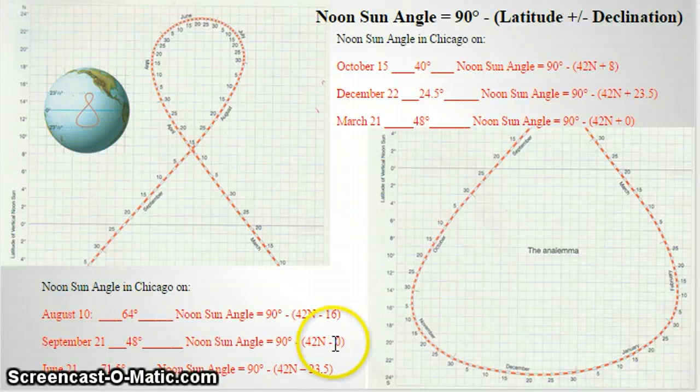In this case here, let's see, 21. Oh, 21 is my date. 0 degrees. 42 minus 0 is 42. 90 minus 42 gives me 48 degrees. So the zenith would be 48 degrees.